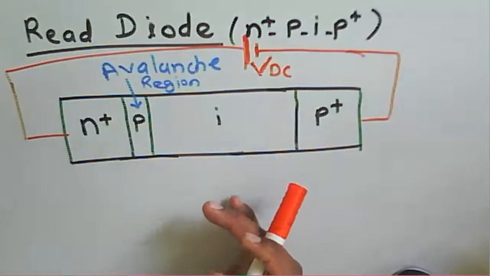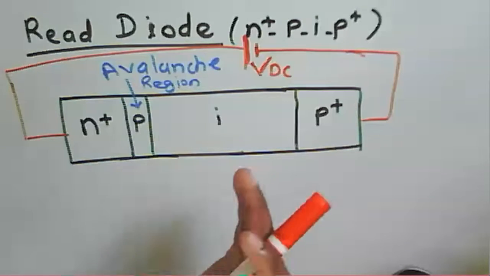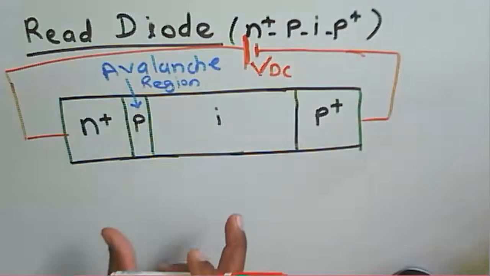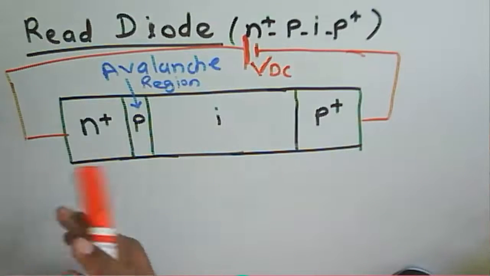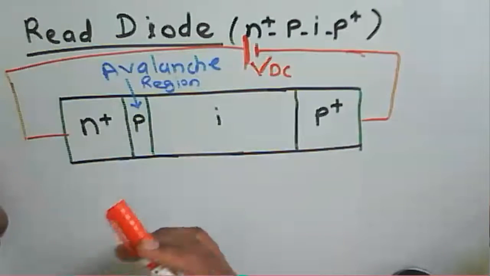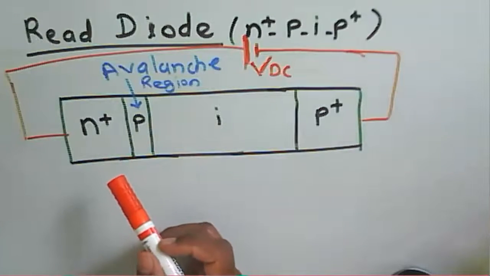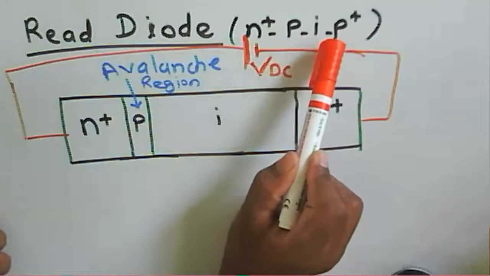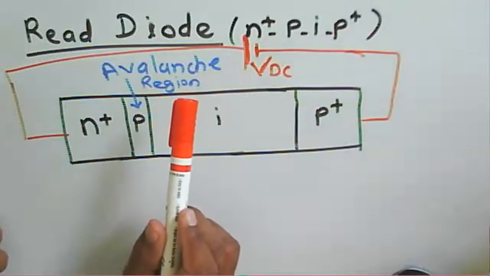Next, what about the field generated here? What is the field profile? What will be the dopant profile of this read diode, and how is this diode going to operate in reverse bias mode? That we'll see. Now here we have n plus, p, I, p plus. This is the read diode structure.